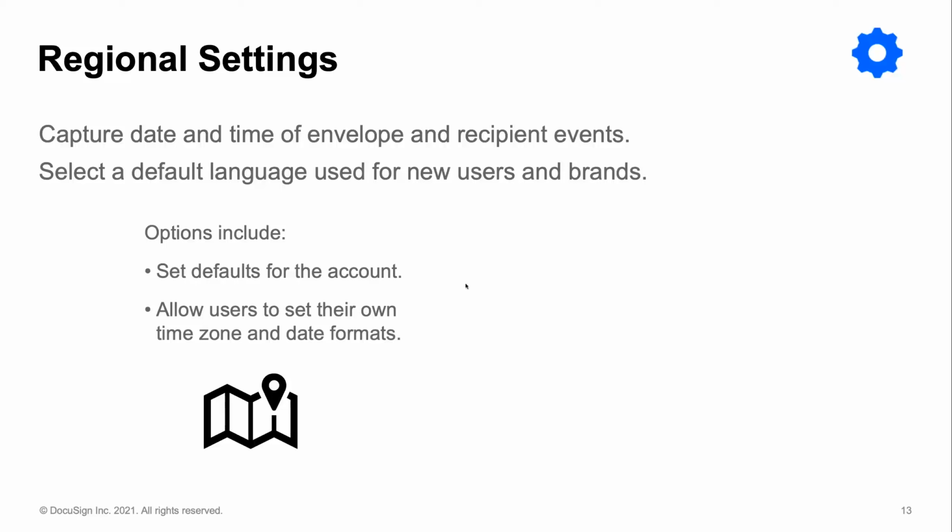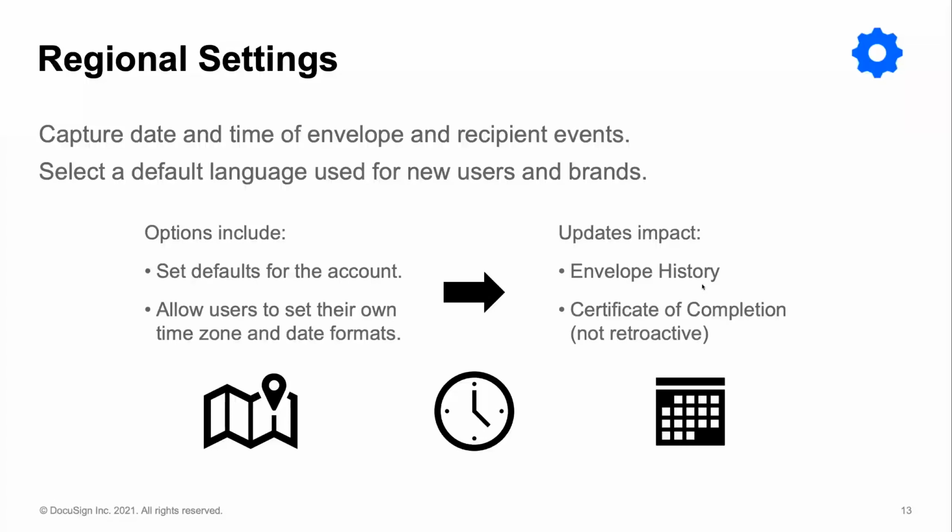Now, you can always come in and customize the time zone for the account if you need to. For example, maybe your office changes. That will update any of your envelope historical data. So if you were to go back and look at an envelope that you sent previously, after you updated the time zone or the date format, the envelopes would now have that new format for any of the timestamps.